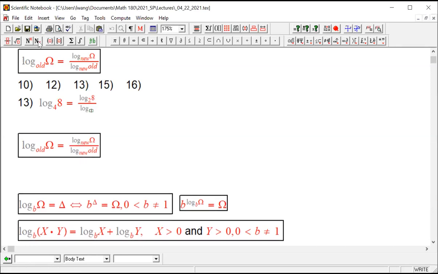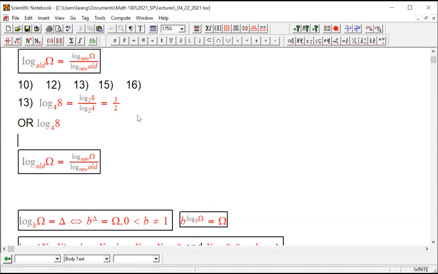Log base 2, old base. And so here we go, we get 3/2. Of course you can do it other ways. They're all fine, because one way might be simple for one person, another way might be simple for another person, which is totally fine.